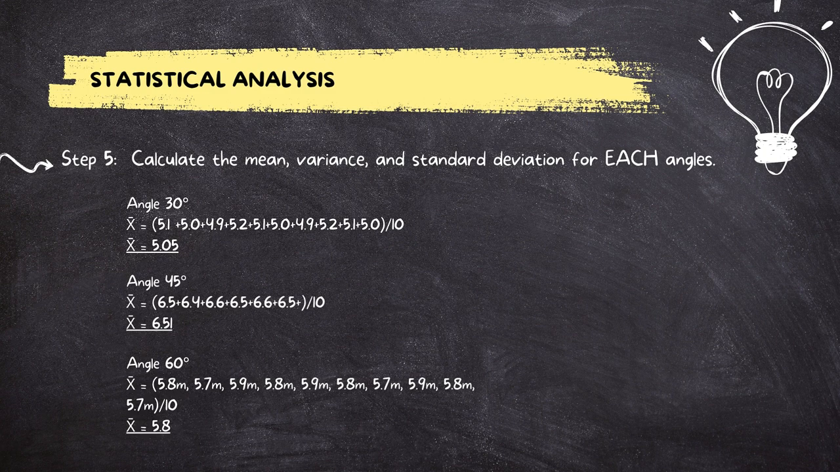And then lastly we have angle 60: 5.8, 5.7, 5.9, 5.8, 5.9, 5.8, 5.7, 5.9, 5.8, 5.7 meters, close parenthesis divided by 10, that would be 5.8.